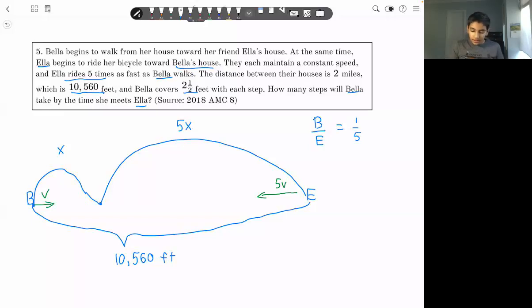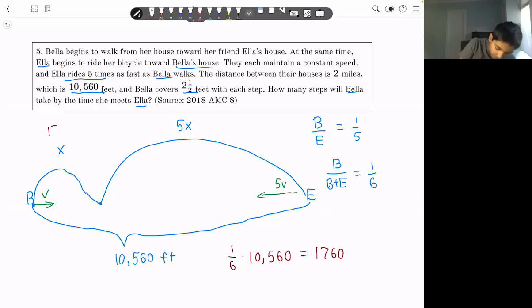So now the distance that Bella travels relative to the total distance traveled by both of them is just going to be 1/6. Because we see that x over the total, which is x plus 5x, is just going to be 1/6. So now we see that Bella travels 1/6 of the total distance between their houses. So Bella travels 1/6 times 10,560. And we can quickly evaluate this: 1/6 of 10,560 is equal to 6,000 plus 4,560. After doing all the calculations, we get 1,760.